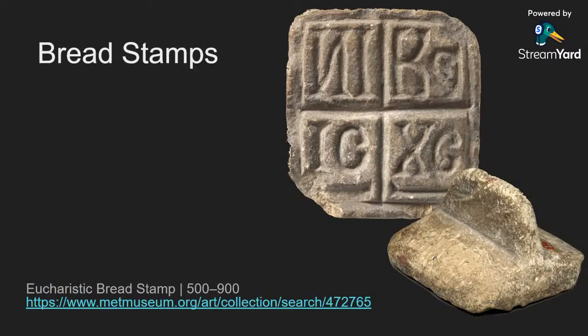For example, Eucharistic bread stamps. As you can see here, we have an inscription, Jesus Christos Nika, and also a very distinctive form, because, as you can imagine, being a Eucharistic bread stamp, it had to be pressed into the uncooked bread in order for it to be visible once cooked. So as we were saying before, these objects were not made to be read; they were made to be used.